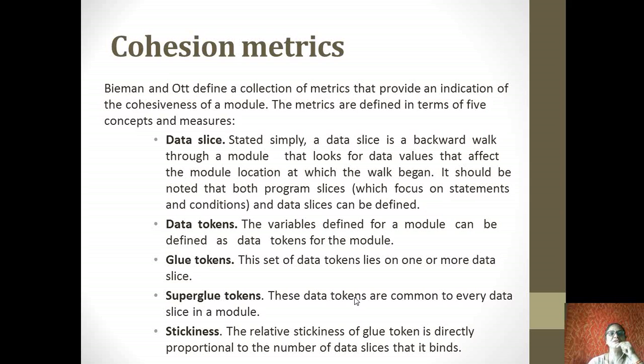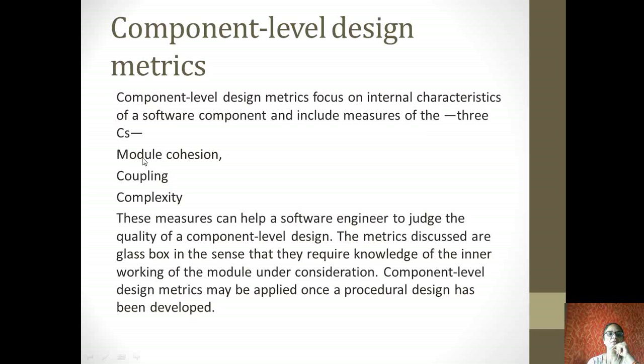Stickiness is the fifth cohesion matrices measure. The relative stickiness of a glue token is directly proportional to the number of data slices that it binds. So there is a direct proportion between the glue tokens and the data slices. So we have seen these 5 cohesion matrices measures, that is data slice, data tokens, glue tokens, super glue tokens and stickiness. So we have seen the module cohesion matrices.